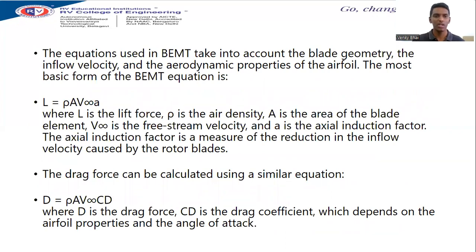So the equation goes as L = ρ A B × a. L is the lift force, ρ is the air density, A is the area of the blade, and B is the free stream velocity. And a stands for axial induction factor. The drag force can be calculated by using a similar equation, which is D = ρ A B × CD. D is the drag force, CD is the drag coefficient, which depends on the airfoil properties and the angle of attack.